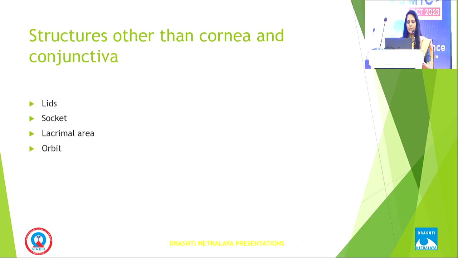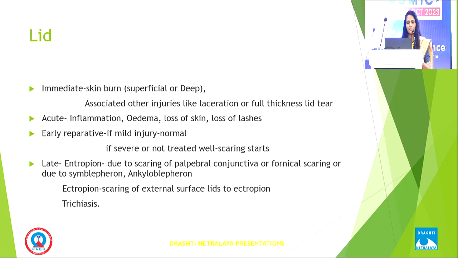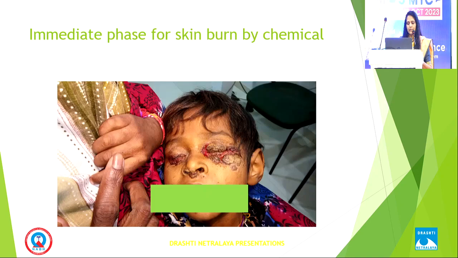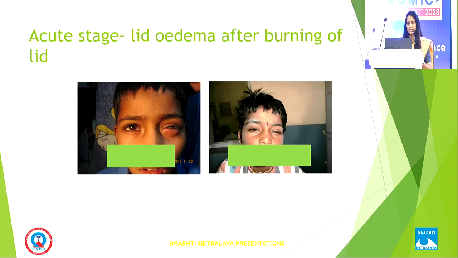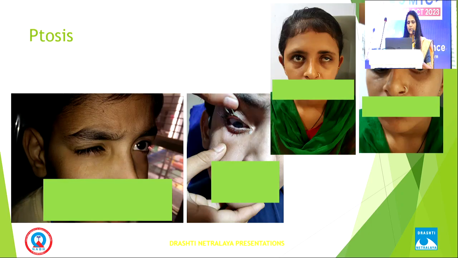Whenever there is a chemical burn to the lids, socket, lacrimal area and orbit, there will be immediate full thickness lid tear that can be there. We have seen lots of patients with that. And then these are the sequelae. In the immediate phase you need to take care of the skin. Sometimes you have to take support of a skin specialist whenever there is thermal burn or excessive lid burning with that. And then first let the edema reduce, and then the patient may come up with ptosis.